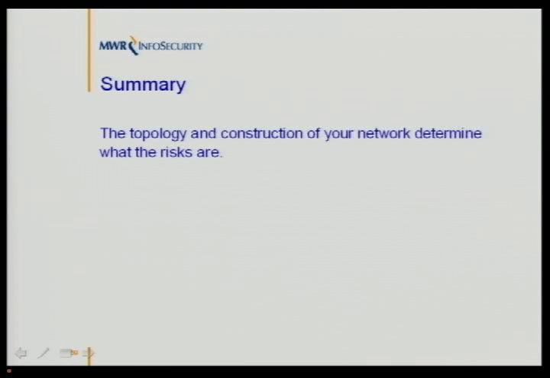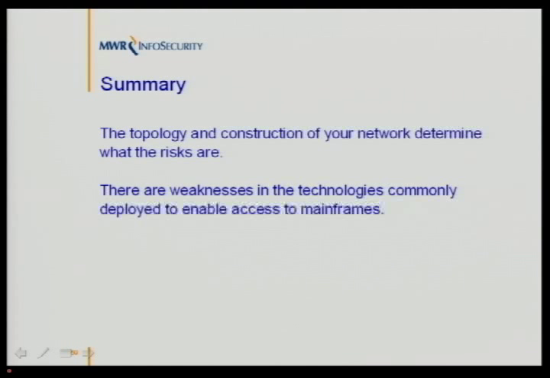So as an overall summary, we really need to make sure that the topology and construction of the network are known to us and what the risks are actually exposed through that. As we've demonstrated today, there are weaknesses in the technologies that are used to access mainframes. Make sure you understand what they are and then put measures in place to mitigate against the risks. It's good information security practice.